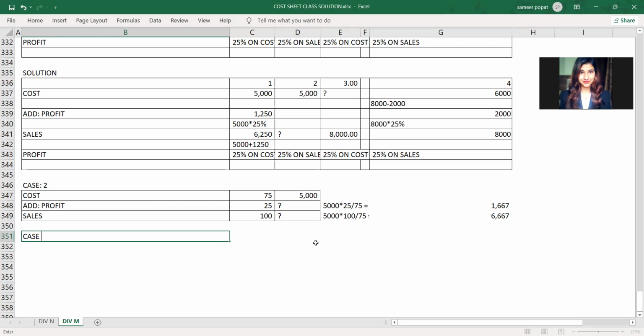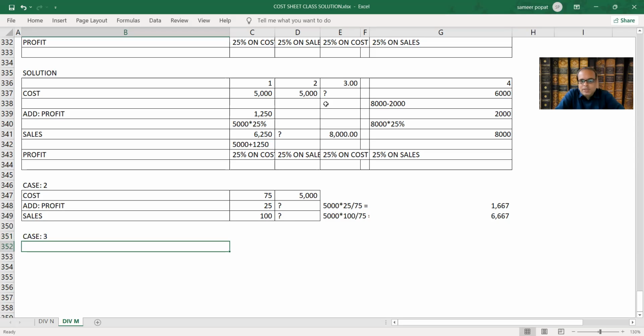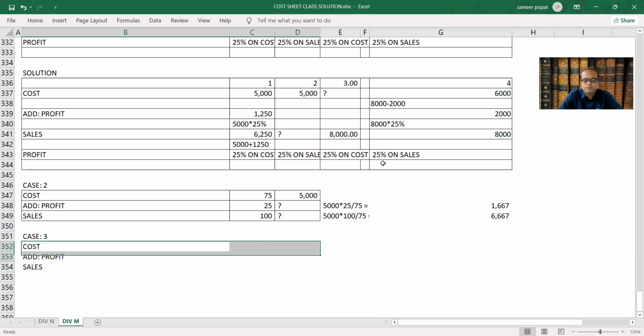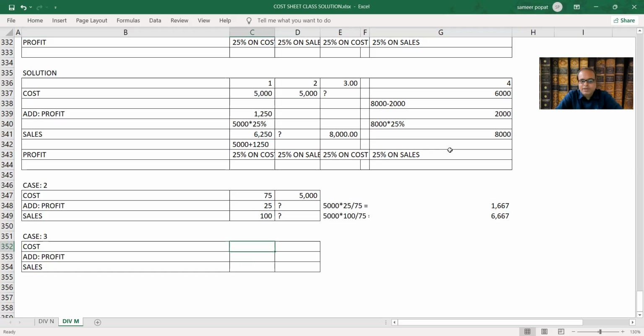Okay. Last, case number 3. Here sales is given and profit is on cost. Cost plus profit equals sales. Now, which one should I assume 100, cost or sales? Cost, because here profit is on cost. So let us assume cost to be 100. So profit would be 25% of 100, so it would be 25 rupees. So what should be sales? Cost plus profit equals sales, so it should be 125.